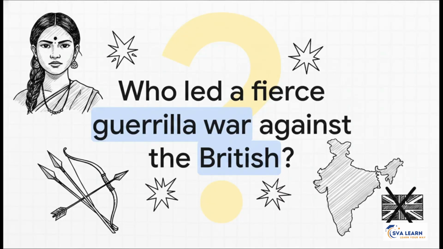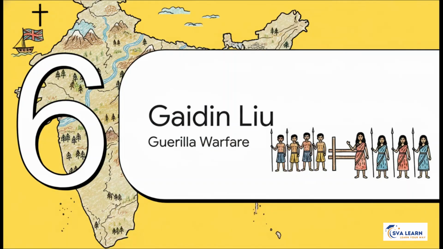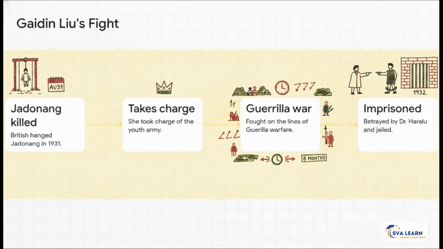Now, when we talk about revolutionaries, we almost always focus on the famous names, right? But let me test your knowledge with a highly specific, absolutely fascinating leader from Northeast India. Do you know who was the young woman who built an army and led a fierce guerrilla war against the fully armed British for 14 years? Let's find out in Section 6, Gaidinliu's Rebellion. Her name was Gaidinliu.